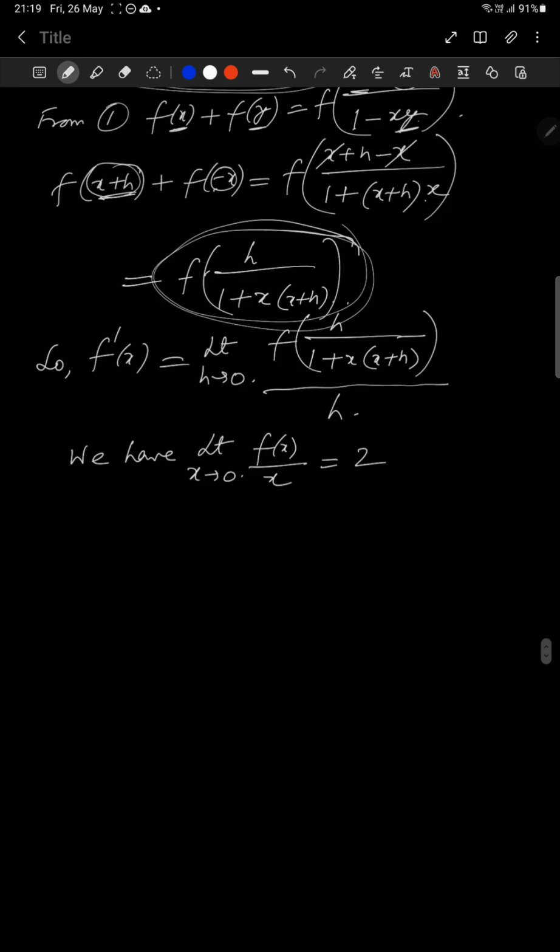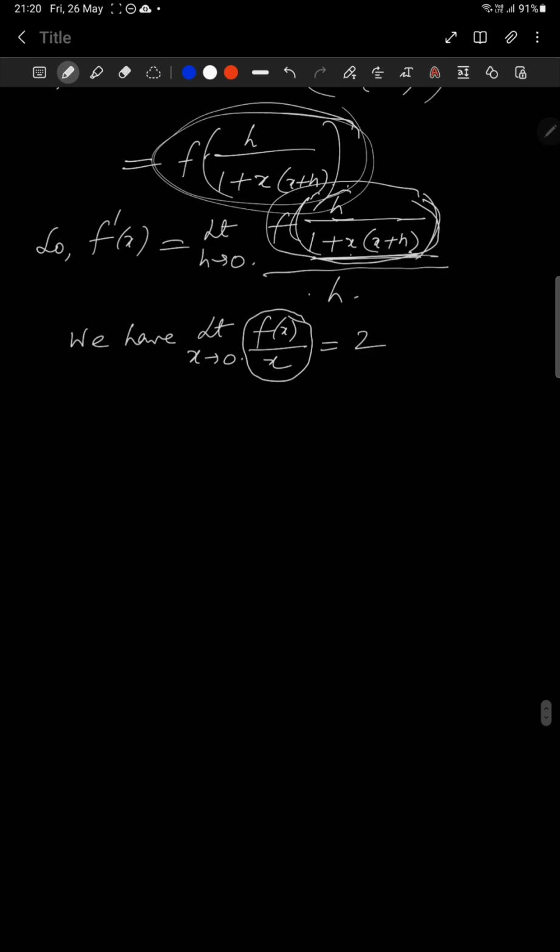So are you finding a similarity between this particular result, that is this one, to this? The only thing is h divided by 1 plus x into x plus h is missing in the denominator. So let us multiply this whole quantity in the denominator and the same quantity in the numerator.